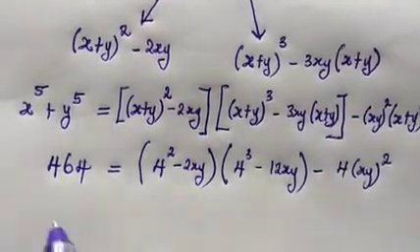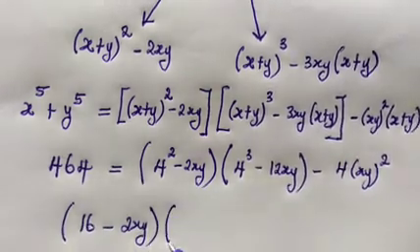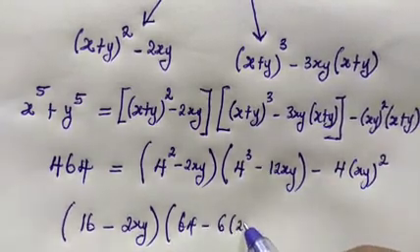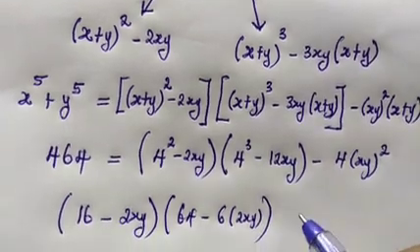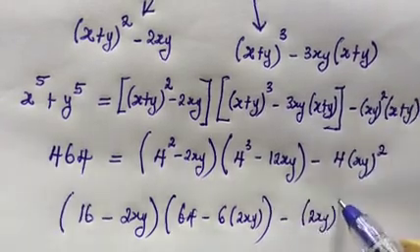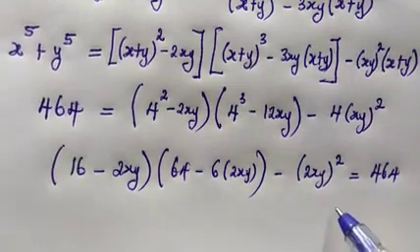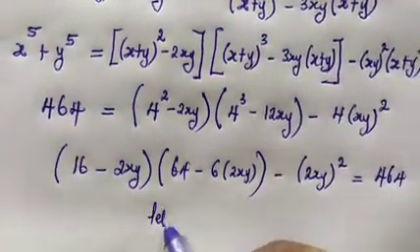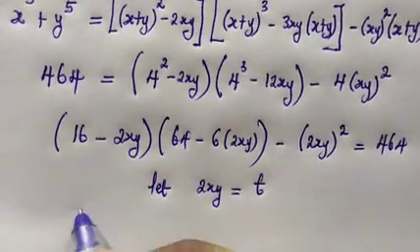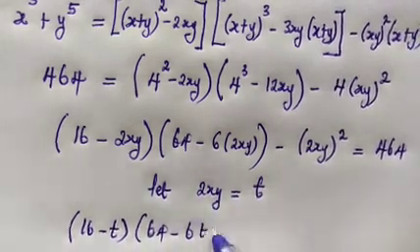So for this part here, we're going to have 16 minus 2xy, and then multiply by 64 minus, remember we can write that as 6 times 2xy, right? And then minus 4xy whole squared, which is the same as 2xy whole squared, and this is equal to 464. Now let us make the following substitution. We're going to let 2xy equal t. Therefore we get here (16 minus t) multiplied by (64 minus 6t).